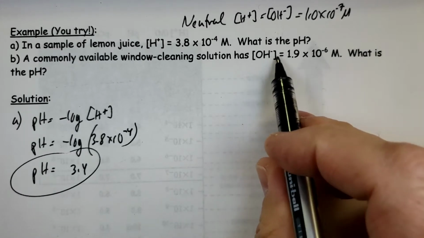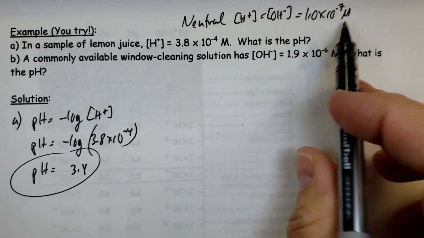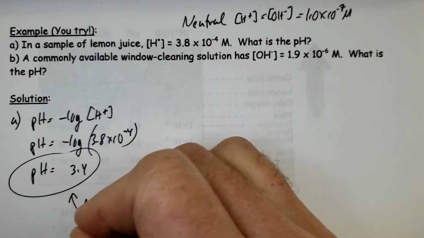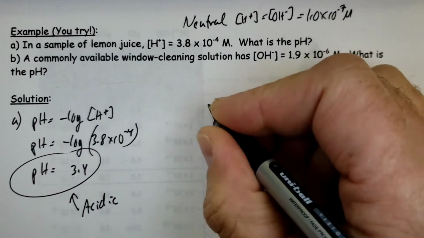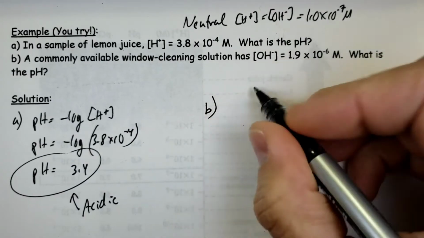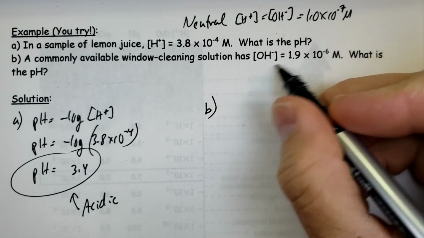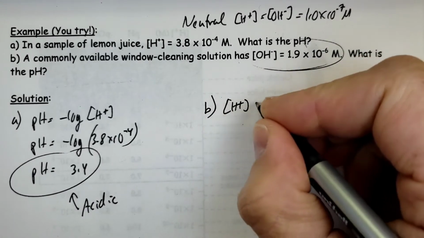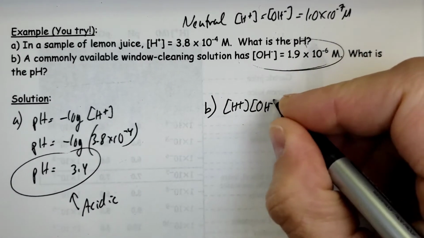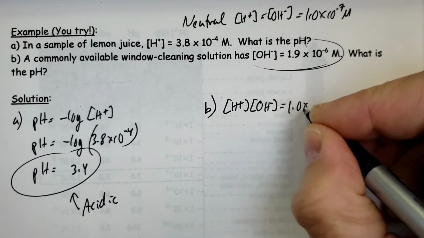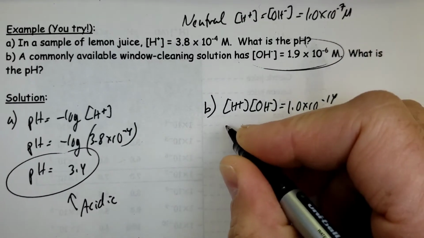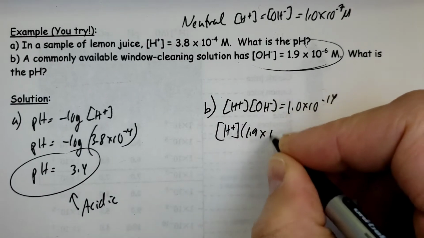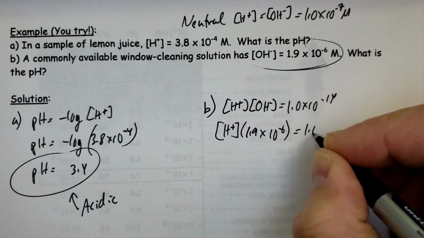B. A commonly available window cleaning solution has an OH concentration of this. So we can see that OH is bigger than the neutral one, so this is going to be basic, whereas this is acidic. Of course, lemon juice is acidic. This is going to be basic. So first of all, to figure out the pH, I need to know what H is. If I know what OH is, yes, I have the ion product equation here that we can use. So if I know OH, I can easily figure out the other one.